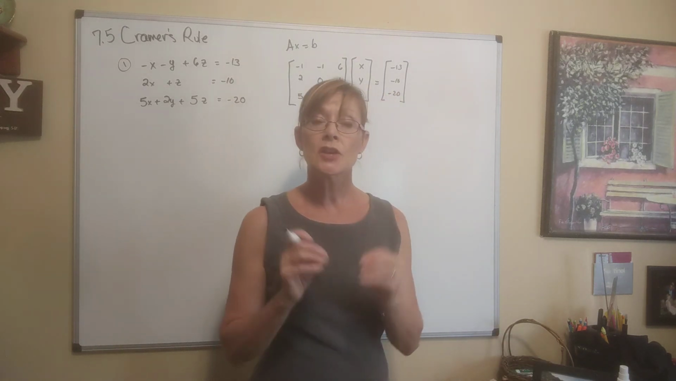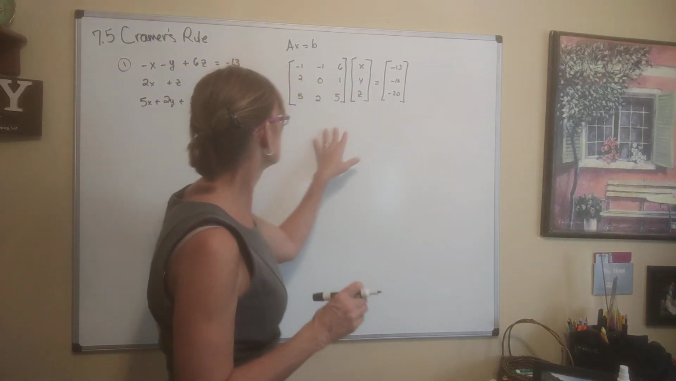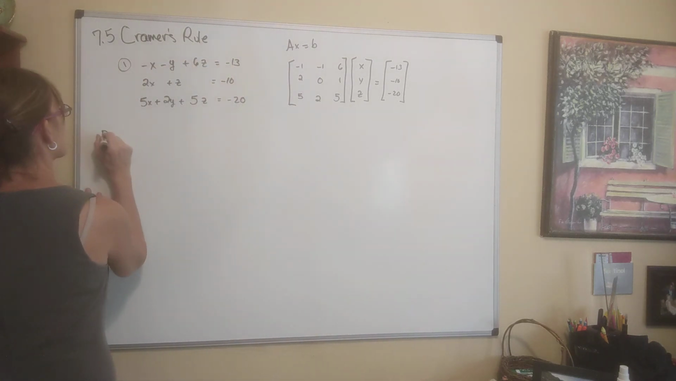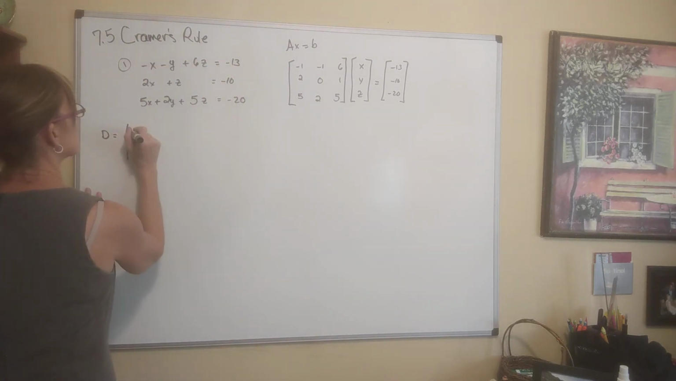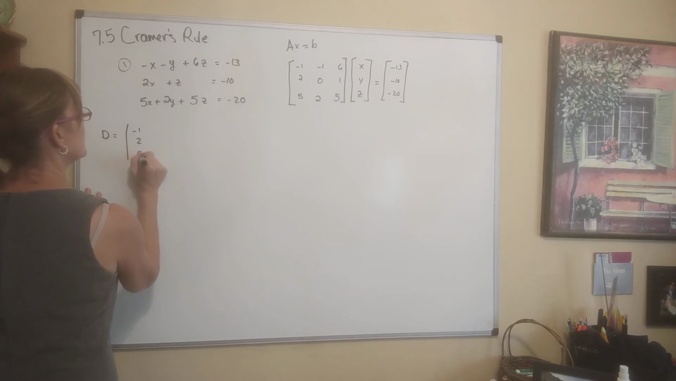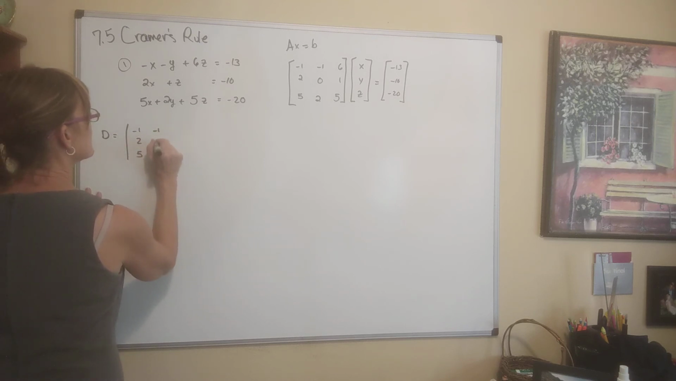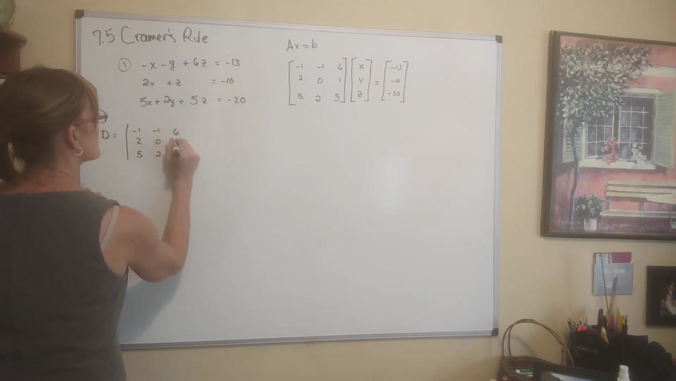D stands for the determinant of the coefficient matrix. So D is equal to the determinant of this: negative 1, 2, 5, negative 1, 0, 2, 6, 1, 5.